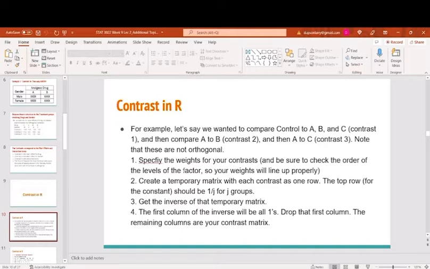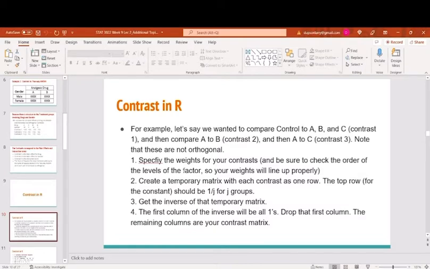For example, let's say we wanted to compare control to A and B. That is contrast number 1, comparing control to A and B. And then compare A to B. That is different, right? In contrast 2, this is telling you to compare A to B. In contrast 1, you are comparing control to A, B, and C.